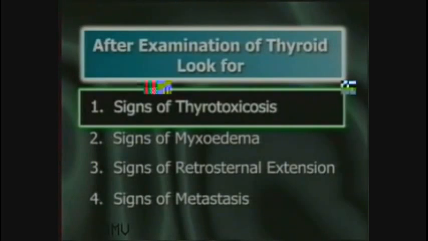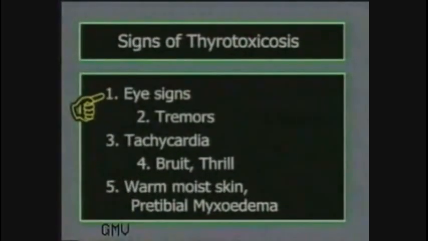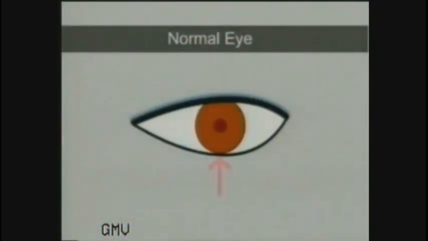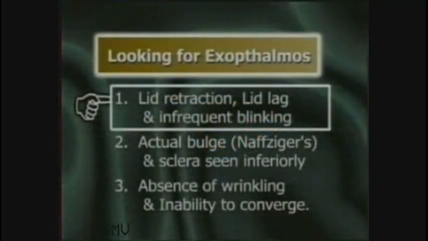Signs of thyrotoxicosis. First, let us look for the eye signs. Ask the patient sitting upright on a stool to look horizontally forwards towards a distant object at eye level. Normally, the lower lid just touches the limbus at 6 o'clock, while the upper lid covers the upper margin of the cornea from 11 to 1 o'clock. Limbus is the corneal margin. The early eye signs of thyrotoxicosis are lid retraction, lid lag, and infrequent blinking.